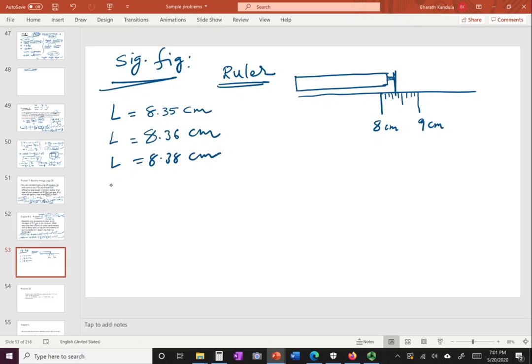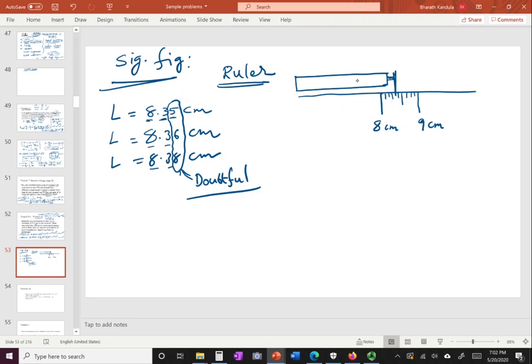Now, did you notice all these three results, the measurement values, have the same value up to the digit millimeter? So this is 8 centimeters plus 3 millimeters. Now look at the tenth of a millimeter digit here. You see these digits here, 5, 6, 8? Now these digits are doubtful, because nobody is sure about them. We are just guessing between 8.3 and 8.4, clear?